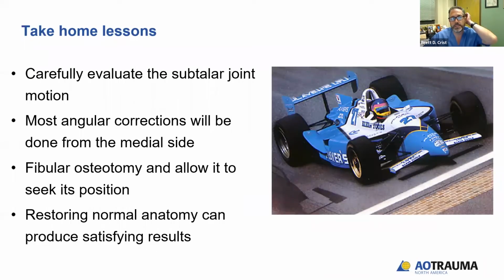And so his take-home lessons were: carefully evaluate subtalar motion. Most angular corrections will be done from the medial side, just because of a lot of the deformities that we see, but also maybe because of access. Fibular osteotomy is done if there's more than 10 degrees of correction in any plane, and then allow it to seek its position. Most of the time, depending on where you have to do the osteotomy, it's left alone. Restoring normal anatomy can produce satisfying results.